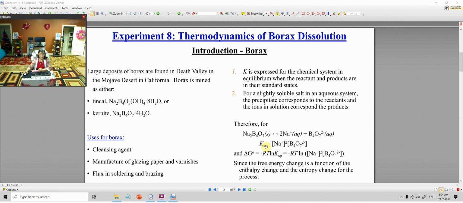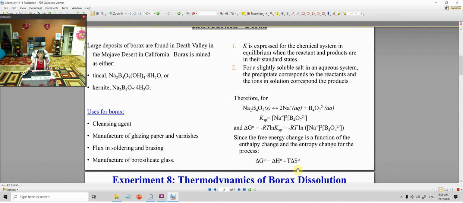So you write down your Ksp, again, based on this balanced equation. Sodium, you have two coefficients, Ksp equals sodium to the power 2 and borax to the power 1, because it's a 2-to-1 molar ratio. Your delta G equals negative RT times ln Ksp. So from this equation, if you determine your Ksp, you can calculate delta G at that particular temperature. Since your Gibbs free energy change is a function of your enthalpy change and entropy change for the process, you also can calculate it. So delta G can also be calculated by using delta H minus T delta S.